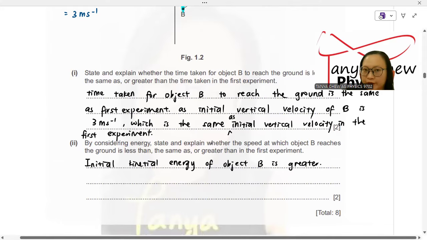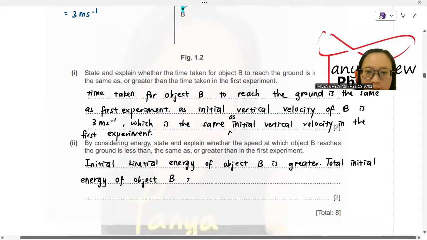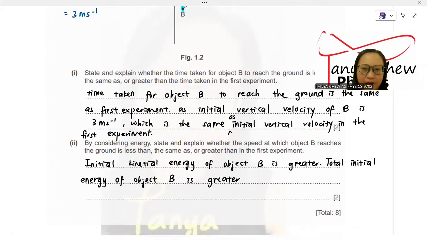Because the initial kinetic energy projected is greater, the total initial energy of object B is greater. Why greater? The total initial energy of B is gravitational potential energy plus kinetic energy, but it is projected at the same height, so gravitational potential energy is the same. It is just the kinetic energy, because it is projected at a higher speed. Speed, you ignore direction. So since it is projected at a higher speed, the initial kinetic energy of object B is greater.